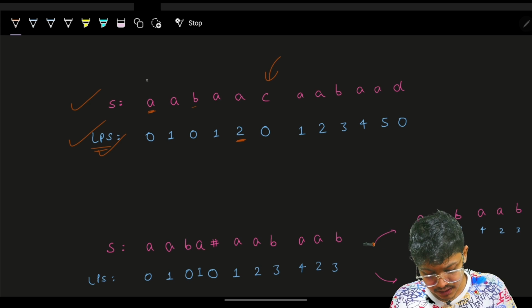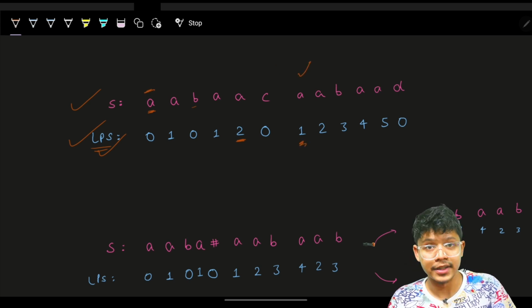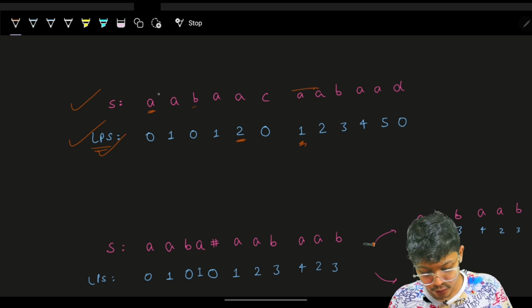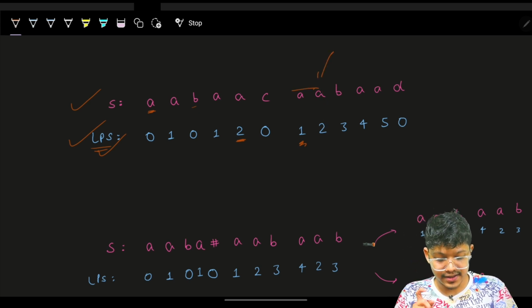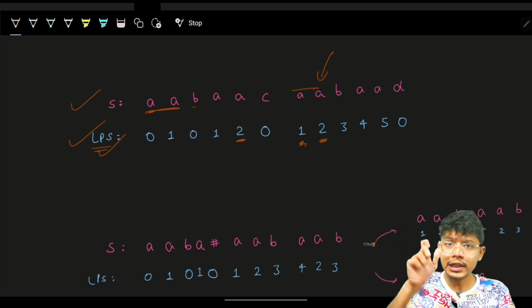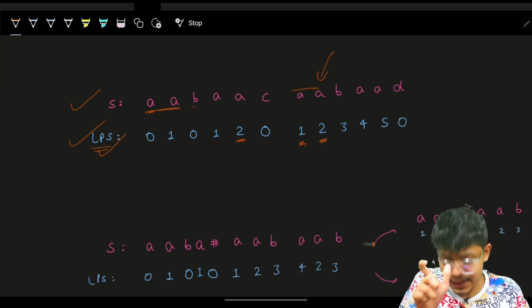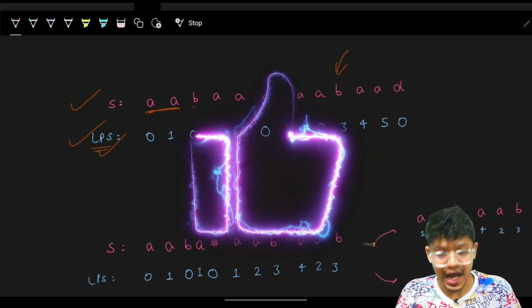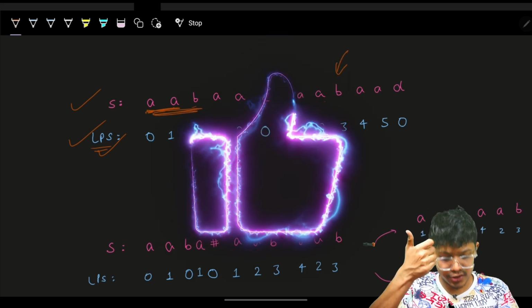Now comes the C. We have no C in the prefix, so for sure it's gone. Then comes the A. We have one A, so the answer is 1. Then comes another A, ending at this value. AA is the prefix, so a length of 2 is there. Now if I have a B, AAB, yeah, that is true. The length is 3.